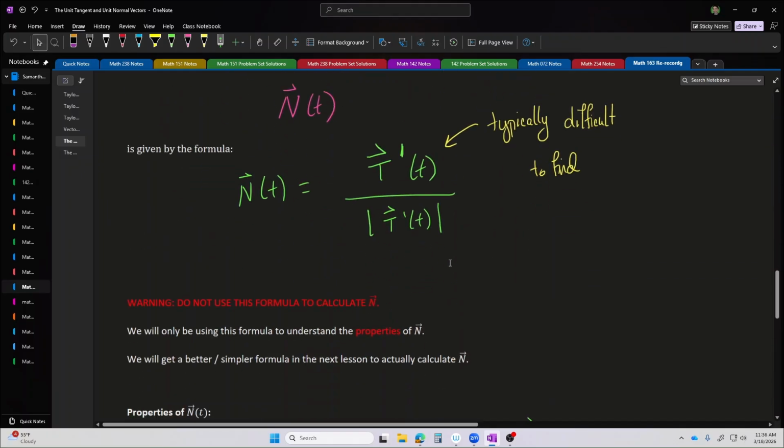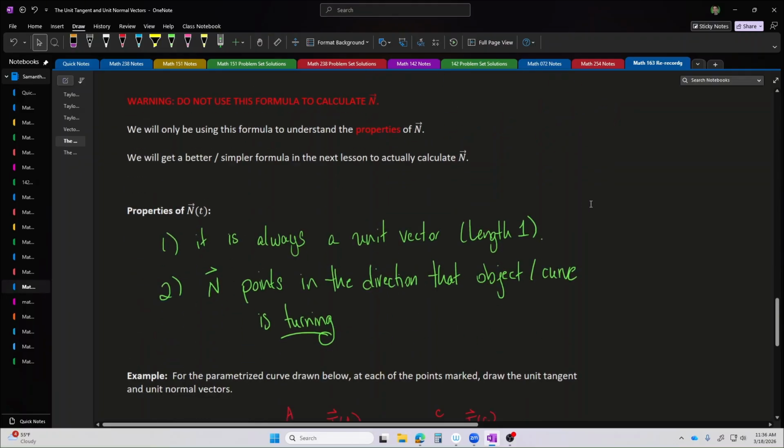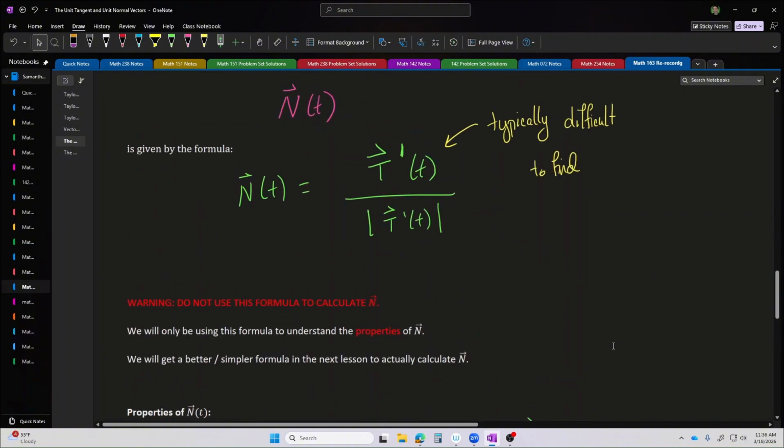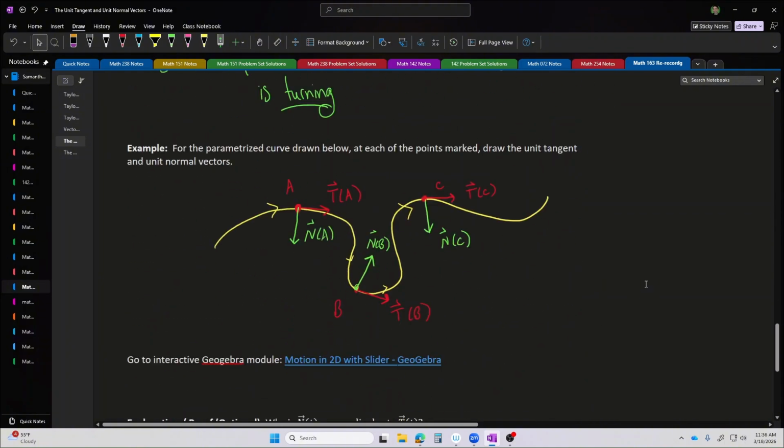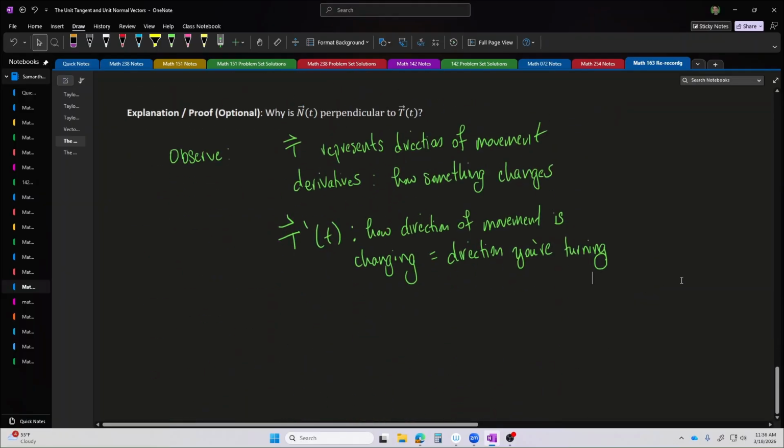Now, capital N is just T prime that's been rescaled to turn it into a unit vector. And so because T prime shows you the direction in which your object is turning, N also shows you the direction in which your object is turning. So that's the explanation for that particular property of N.